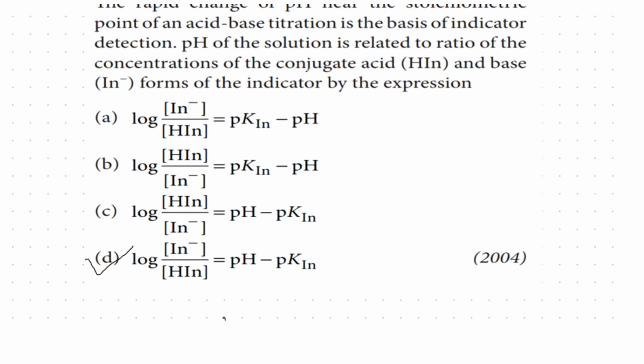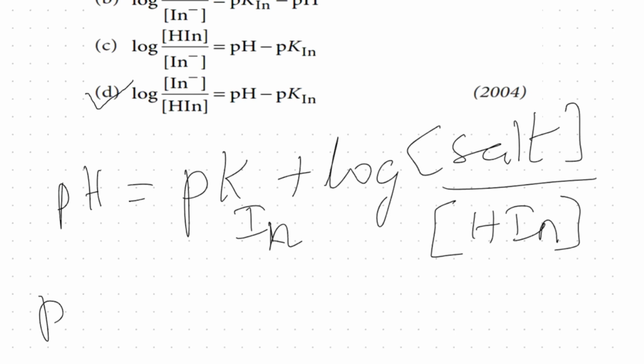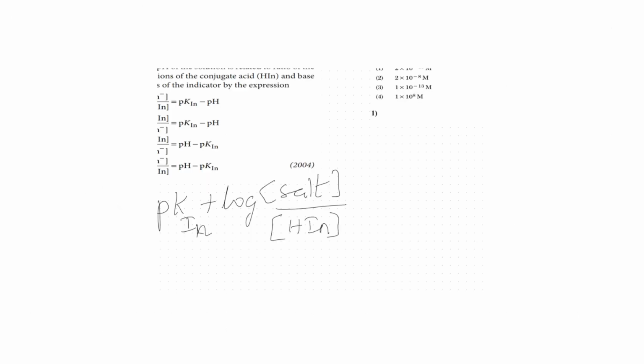If you rearrange it, you bring pKin this side, you get pH minus pKin is equal to log salt form In minus divided by acid form HIn. So option D is the correct answer for this question. Okay. Let us move on to the next topic, solubility.